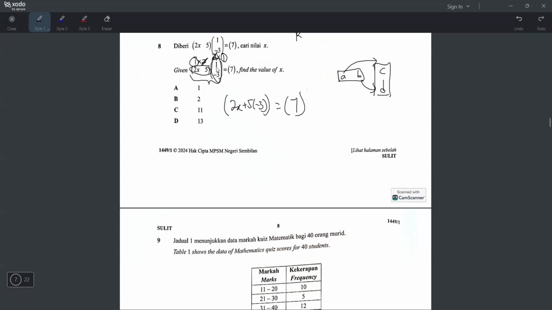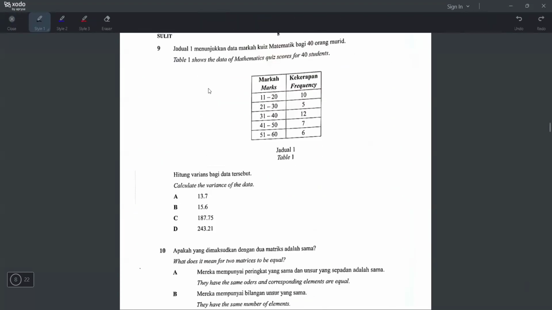Okay, so 2x times 1, 5 times negative 3. Okay, 2x, 5 times negative 3 is minus 15, right? And then equals to 7. And then we can compare. So when we compare, we don't have to write the bracket. Just write like this, equals 7, and then find x. Okay, 7 plus 15 is 22, divide 2 is 11, right? So the answer is C. Okay, that's all.